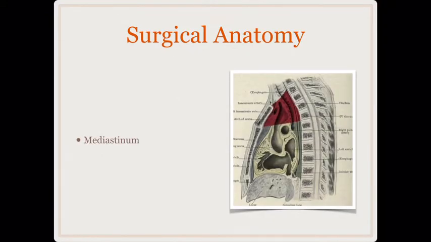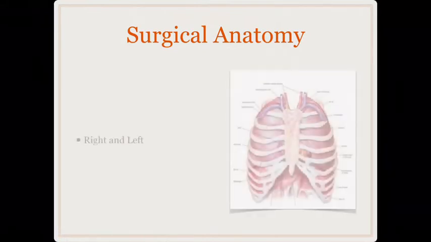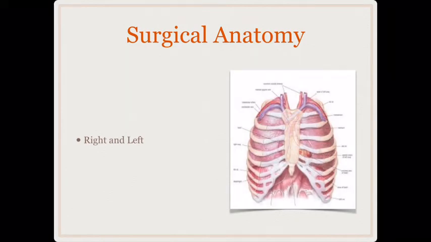The inside of the thorax is divided into, centrally, the mediastinum, with a superior mediastinum, middle mediastinum and the posterior mediastinum, and on either side of the mediastinum there are the right and the left pleural cavities containing the right lung and the left lung.